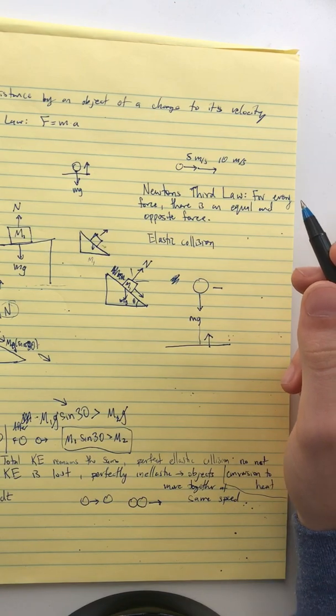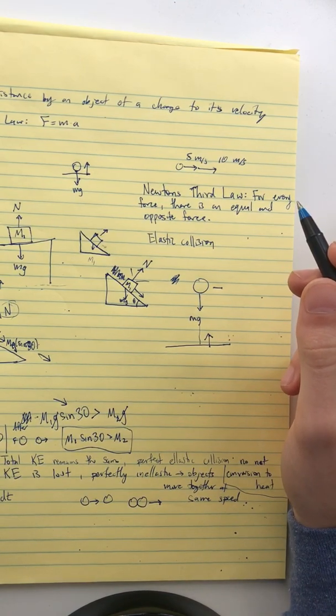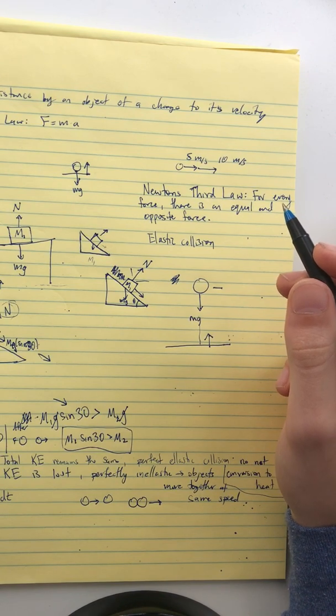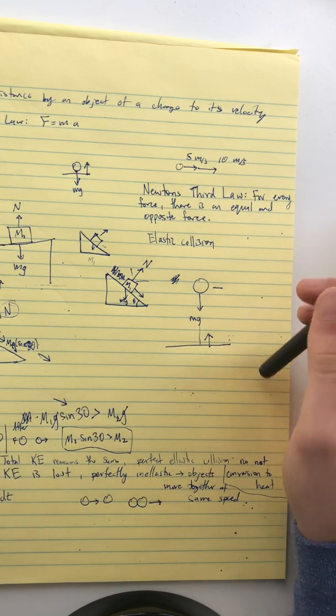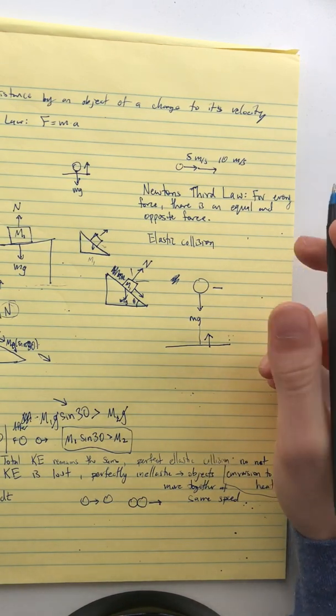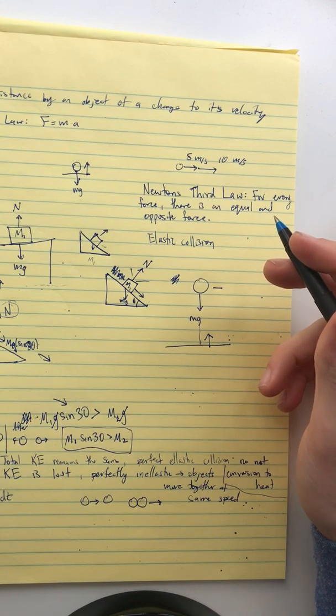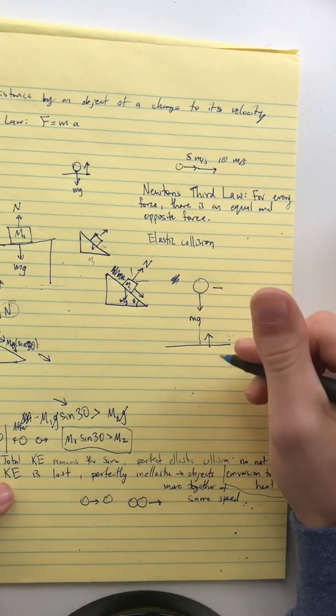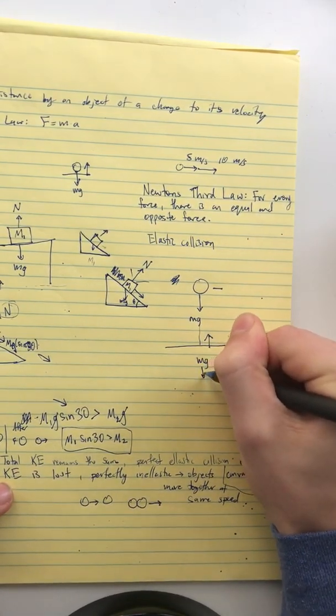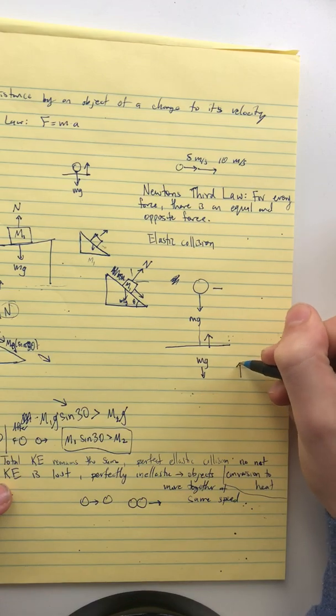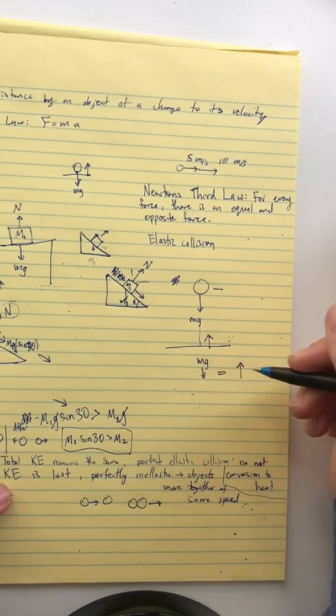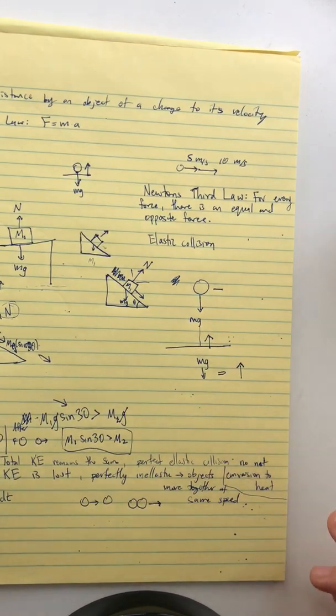In this problem, it's important to note that they say it collides elastically. So all kinetic energy is retained, and the ball bounces back up to its original height. So that means that we can use Newton's third law, which tells us that this force mg that's going downward, the same force pointing back upwards will be the same, because it's an equal and opposite force.